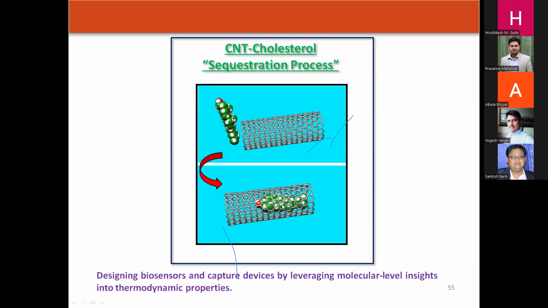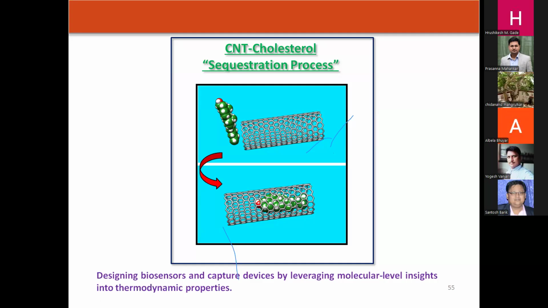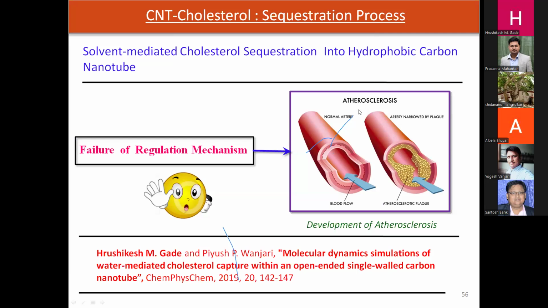Or it could be a capture device. Nowadays, cholesterol increase is a major issue in terms of health. So let's say, can we design a device which can capture cholesterol and remove it, and similarly other molecules? With that theme in mind, we did certain basic simulations in which we tried to capture cholesterol in a carbon nanotube. A very routine problem with age is atherosclerosis, where your arteries get choked with cholesterol. So let's try to find out a certain mechanism. Can we have a carbon nanotube-like structure for removal of cholesterol? Is it feasible? That's a question we tried to answer.